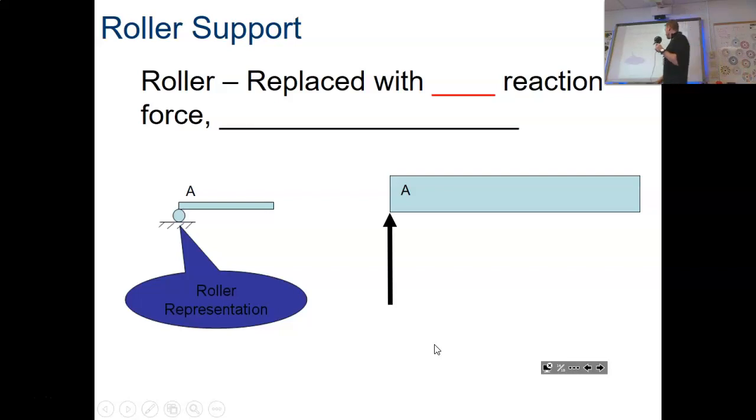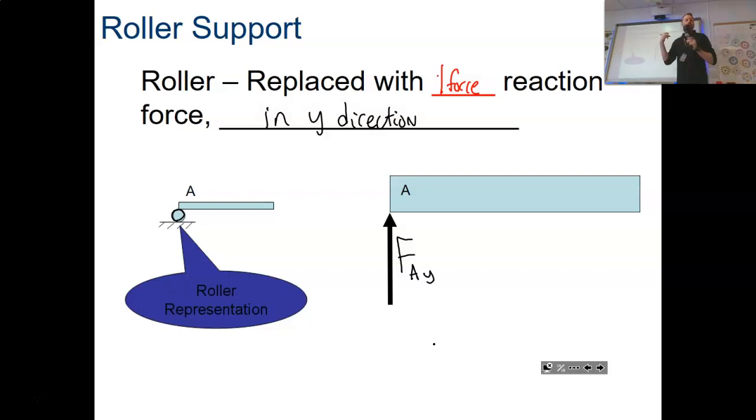A roller. A roller is replaced with one force, and it's in the vertical direction, in the Y direction. Imagine a roller right here. This could roll, so it lets the object move left and right, but it supports it, so it doesn't let it go up and down. So this roller only supports force at A in the Y direction. A roller you replace with one force because it's supporting. A pin you replace with two forces because it's both supporting and keeping it from going left and right.